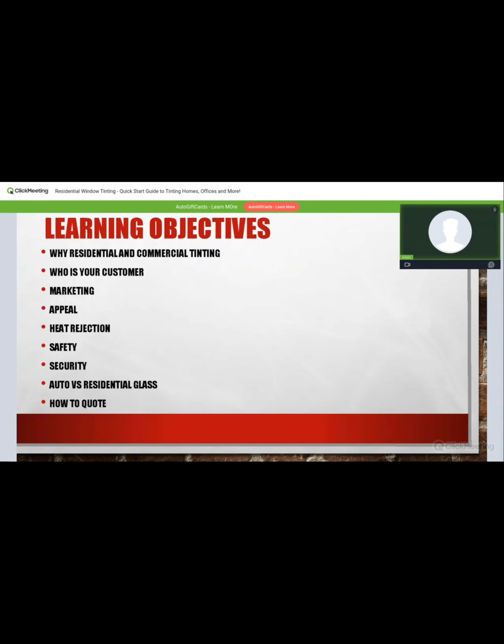So let's move on into this webinar here. Today we're talking all about residential and commercial window tinting. We want to dive in more about the science and what to look out for. The actual tinting portion of flat glass is really easy compared to automotive. But there's a lot more science.